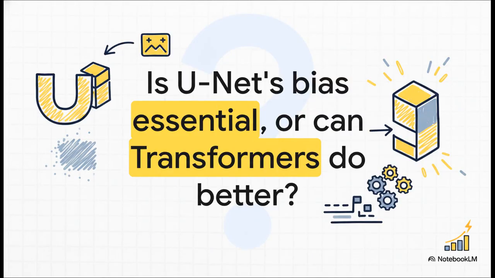So that's the core question this paper asks. Was there something magical about the U-Net? Was its convolutional inductive bias, its built-in knowledge about pixels being next to each other, essential for making diffusion models work? Or was it just the way things had always been done, an old habit just waiting for a more general, more scalable architecture to come along and blow it out of the water?